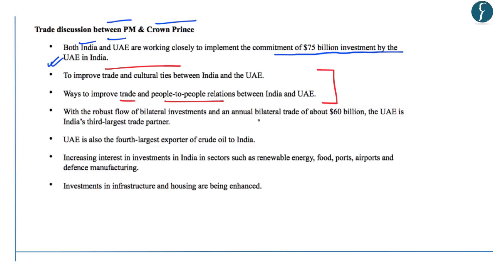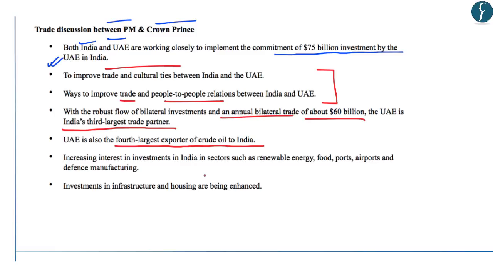Now, with respect to annual bilateral trade, it says that UAE is India's third largest trade partner, as there is a bilateral trade of around $60 billion between UAE and India. Further, UAE is also the fourth largest exporter of crude oil to India.